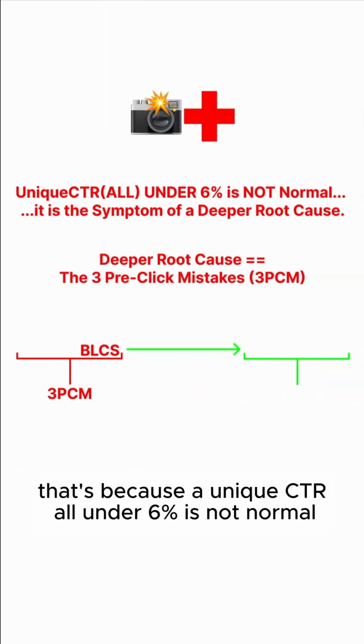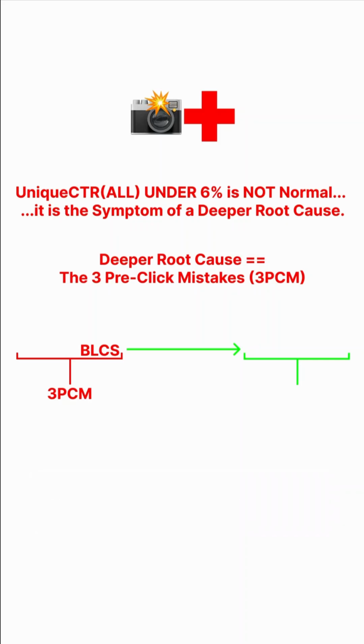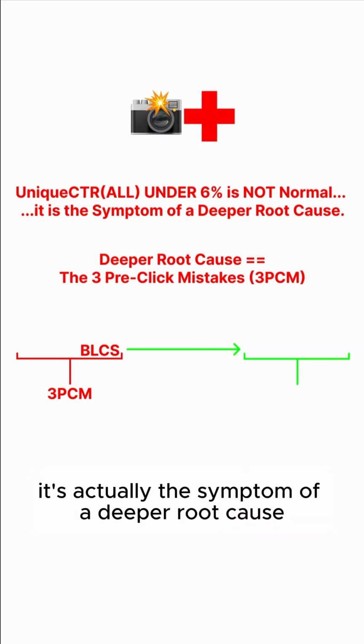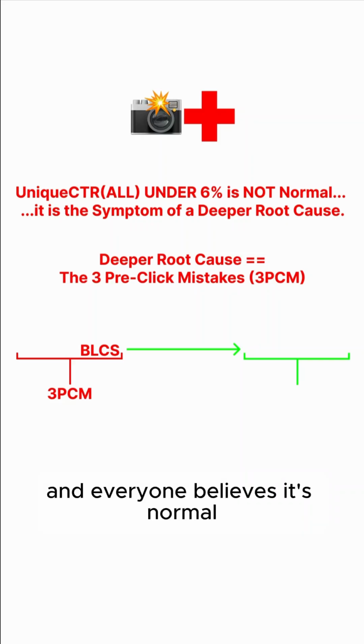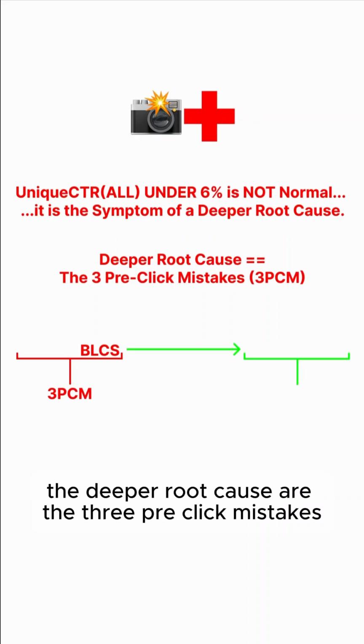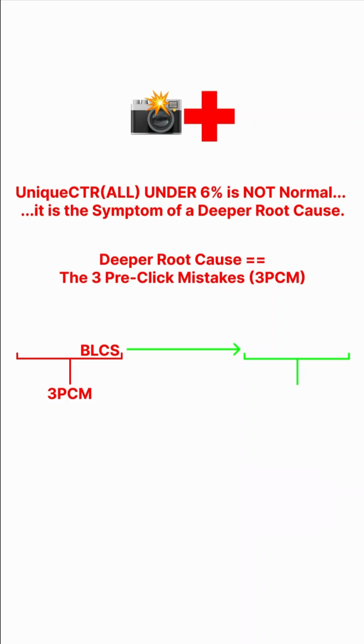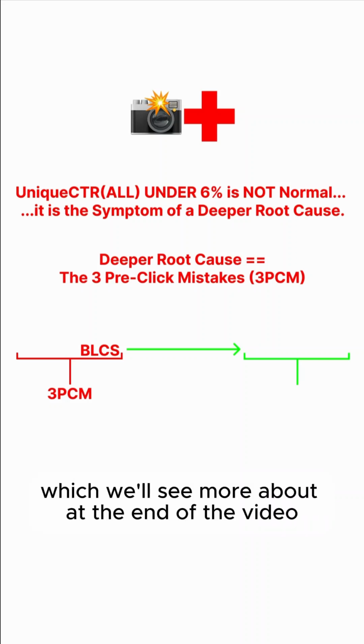That's because a unique CTR under 6% is not normal. It's actually the symptom of a deeper root cause. Extremely common, seems like everyone's got it, and everyone believes it's normal, but it's not. It's the symptom of a deeper root cause. The deeper root cause are the 3 pre-click mistakes, which we'll see more about at the end of the video.